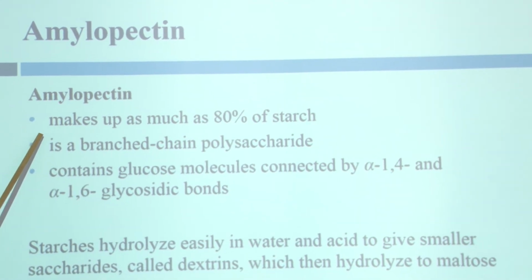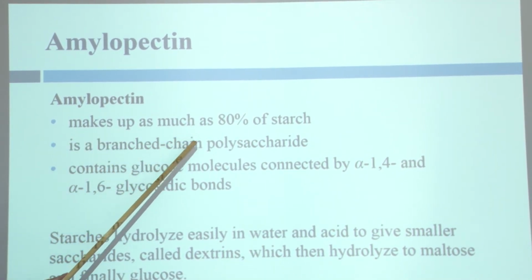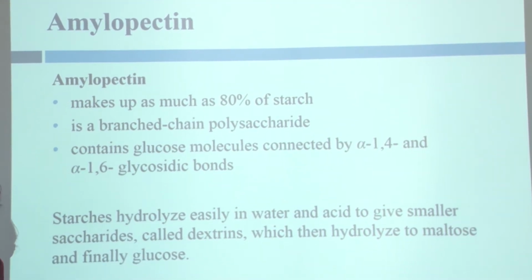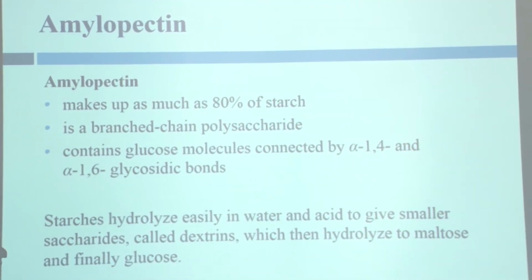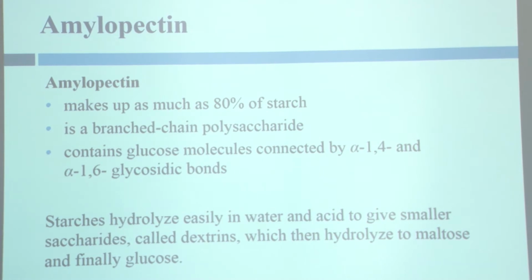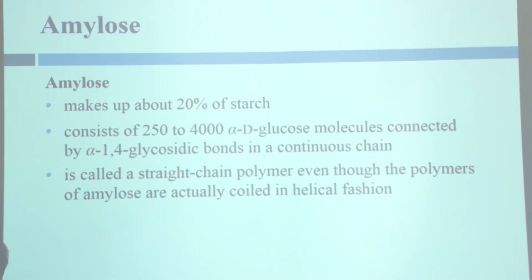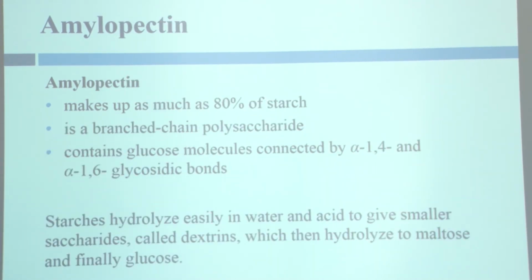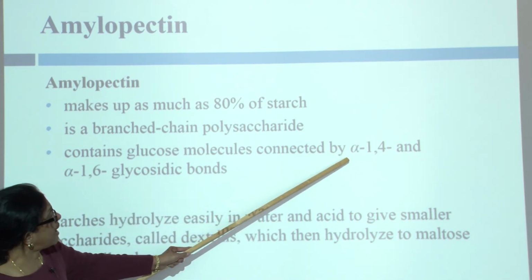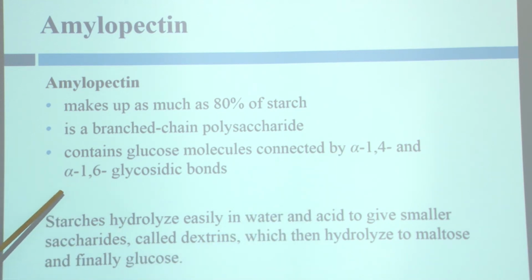So amylopectin makes up as much as 80% of starch. So amylose and amylopectin both make up starch molecules. Amylose makes up 20% of starch, amylopectin makes up 80% of starch, but amylopectin is a branched chain. There are branches coming out of those straight chains. The straight chains are connected by the 1,4 bond, and the branches by 1,6 glycosidic bonds.